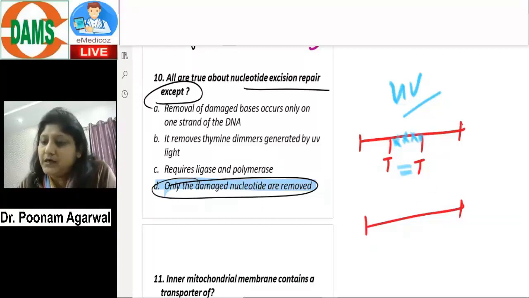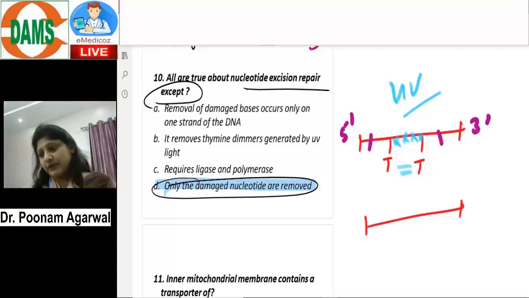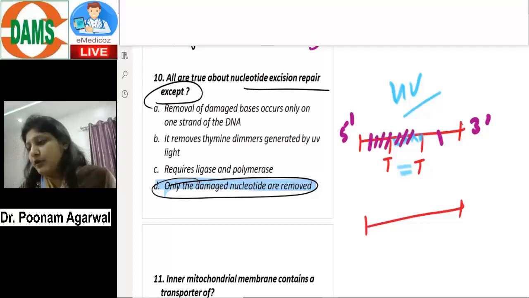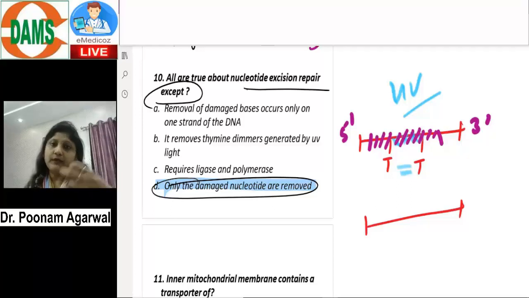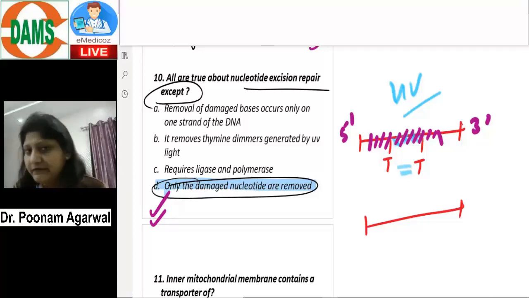And during NER, during nucleotide excision repair, we have cleaving of this DNA at two ends on either side of this thymine dimerization, that will remove a large segment of the DNA, creating a gap which is going to be filled by DNA polymerase, then DNA ligase is going to unite it. So it is very clear that it's not only damaged nucleotides which are removed. It never happens as such per se. If you talk about DNA repair, always some extra normal DNA portion is getting sacrificed.